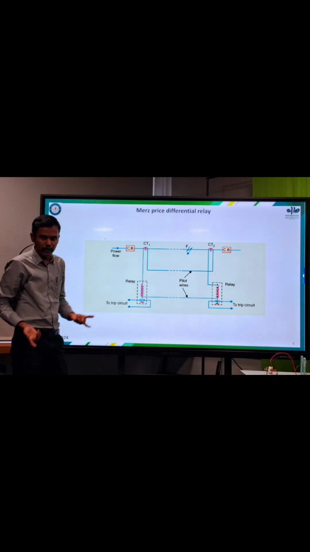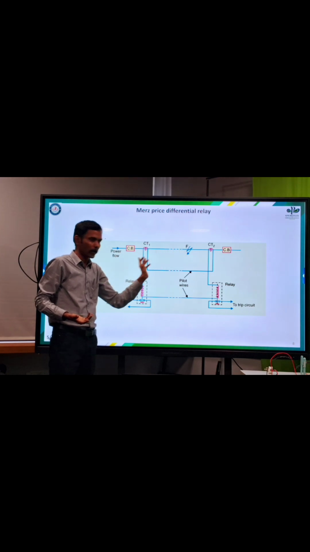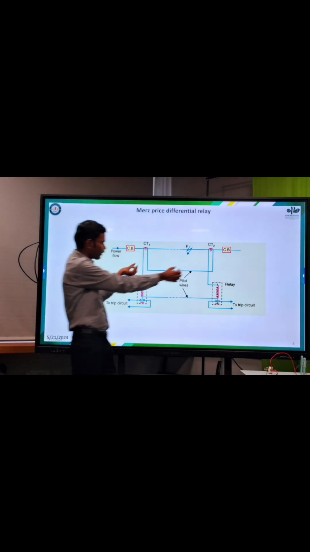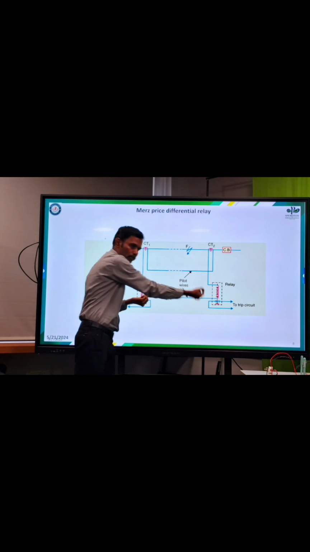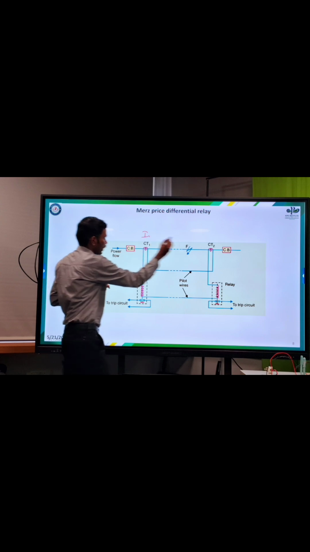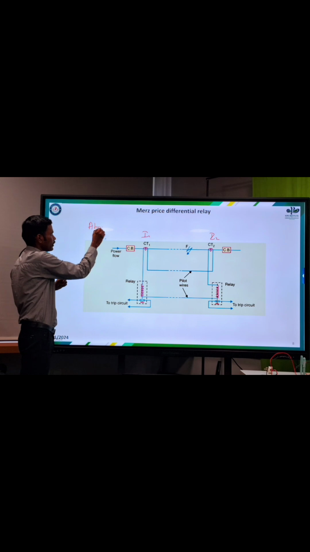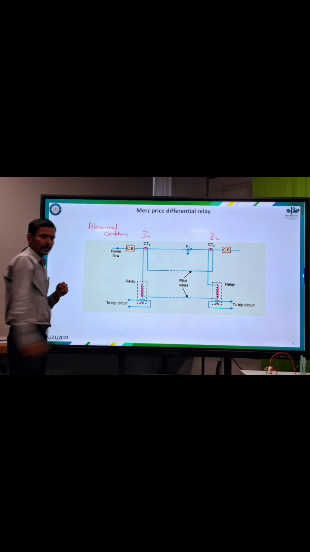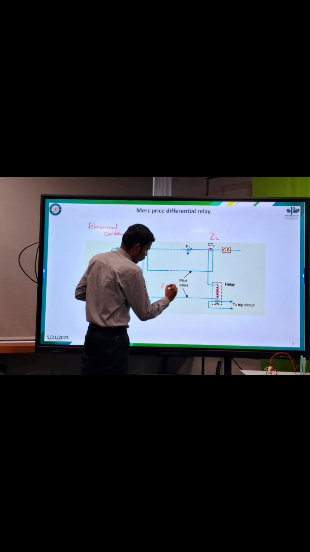When I get an abnormal condition, when I get a fault, say a fault between the two points, between CT1 and CT2, there will be an abnormal current. If you take the calculation of these two currents, say for example this is I1 and this is I2, then when I get a fault, a differential current will keep on flowing. The differential current is I1 minus I2.